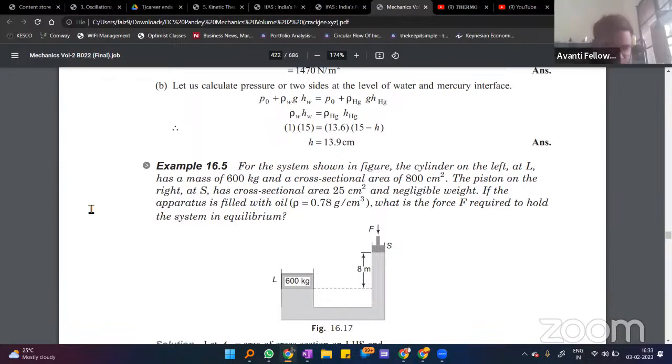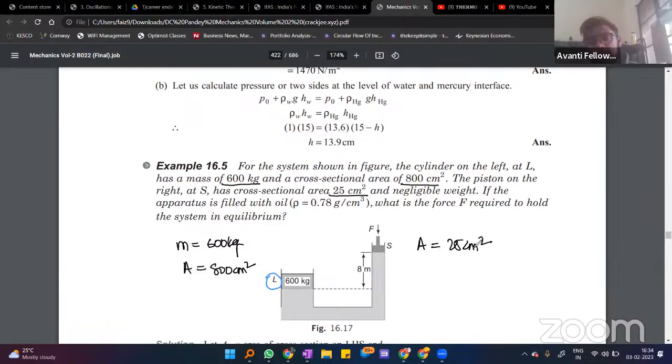Pretty simple. For the system shown in the figure, the cylinder on the left at L has a mass of 600 kg and a cross-sectional area of this. Means mass on this side is given as 600 kg and area on left side is given as 800 centimeters square, right? The piston at S has cross-sectional area here, area is given as 25 centimeters square. One good thing is both the units are same, right? And negligible weight.